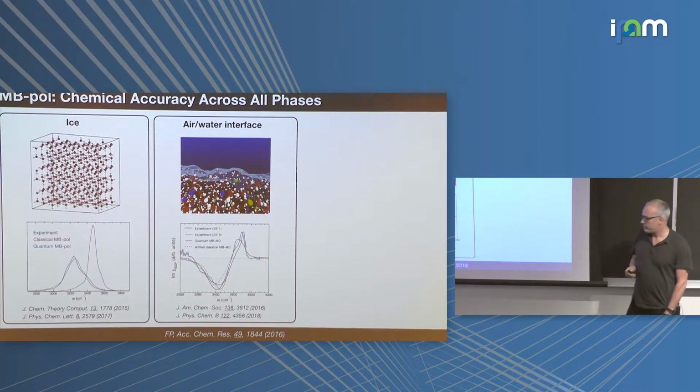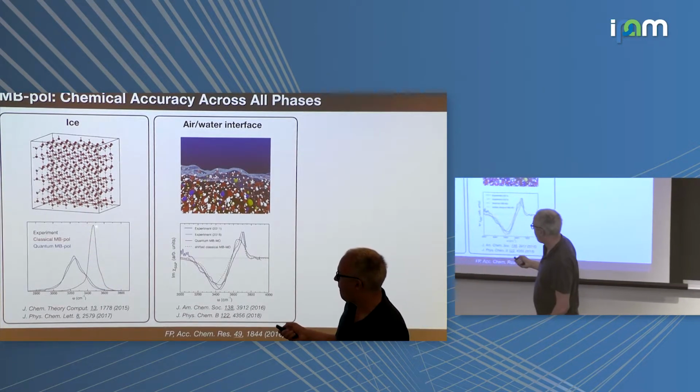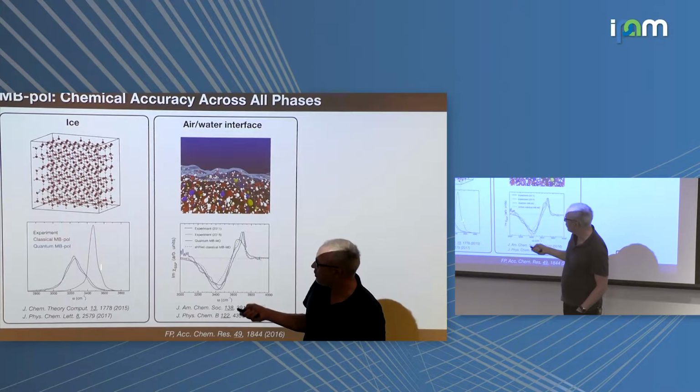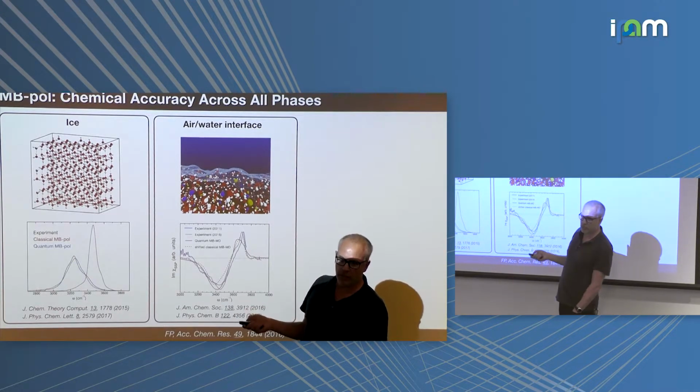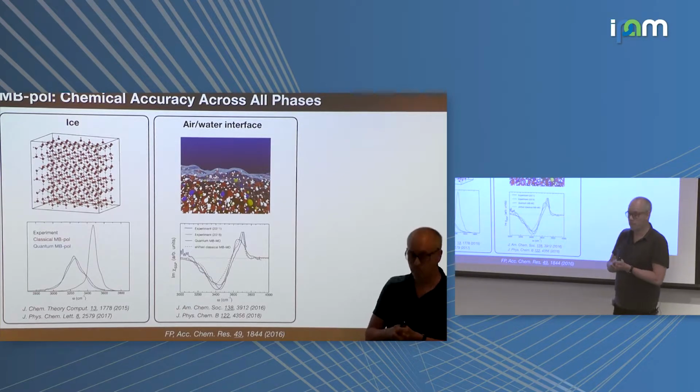Yes? So in the left plot, classical versus quantum means Born-Oppenheimer versus predictive? Yes. This is Newtonian dynamics versus centroid molecular dynamics. So the quantum nuclei. It is very important. Yes.